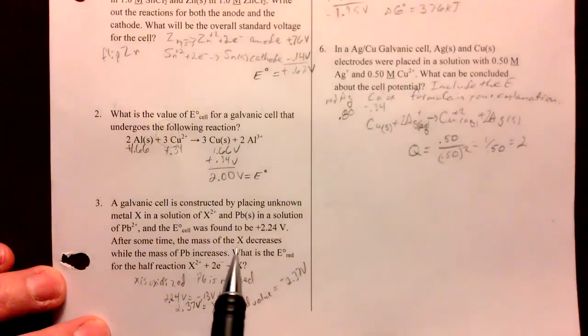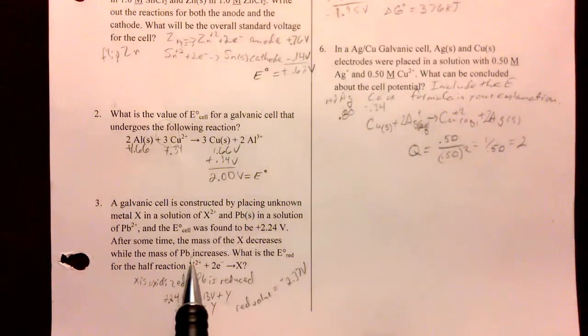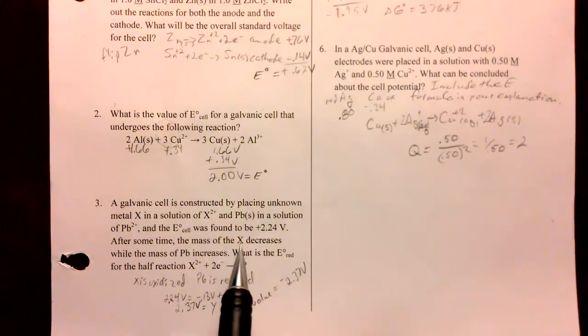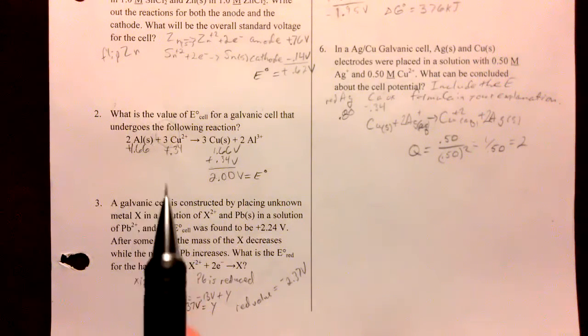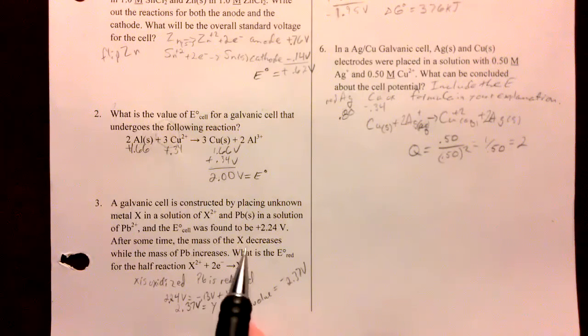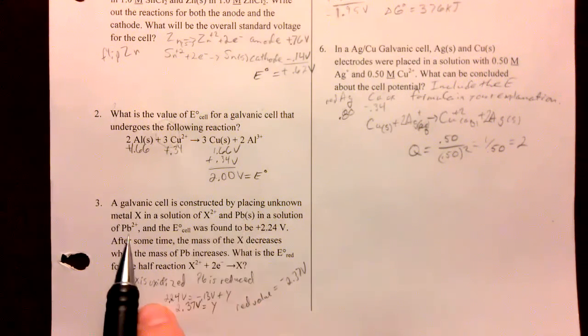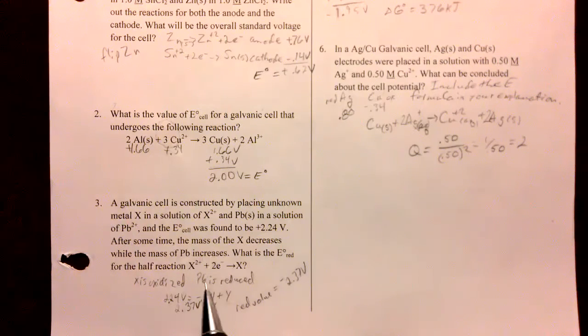In 3, the X metal is decreasing in mass. That means it's getting oxidized. Electrons are leaving it. It's going into solution. Atoms are turning into cations and leaving the stick of metal X. Therefore, I'm going to know that that's the oxidation half reaction in this total. So I know that the lead is the reduction. So I'm going to look up in my table, find the lead to lead +2, keep the value.